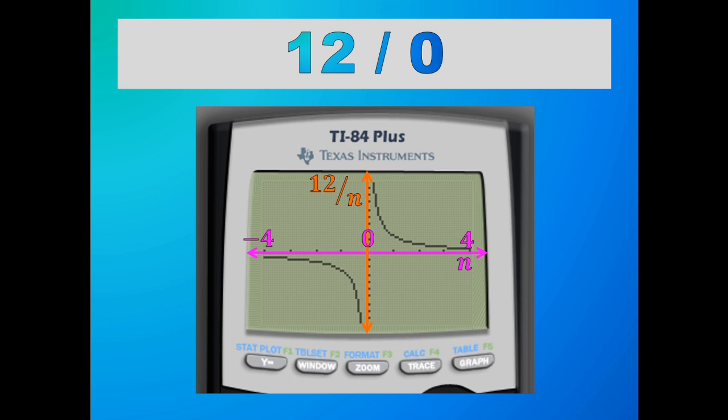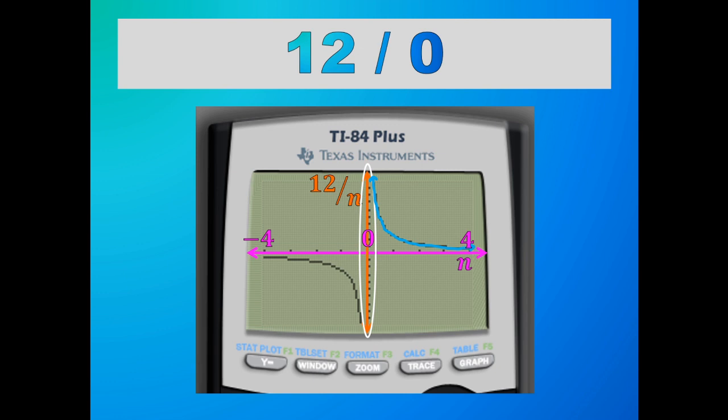Where marked with a pink 0, that is where n is equal to 0. And so what we're most interested in is what is happening when n is equal to 0. What does the graph do? And as you can see, there's an asymptote here. What that means is that from the right side, it goes closer and closer to positive infinity.